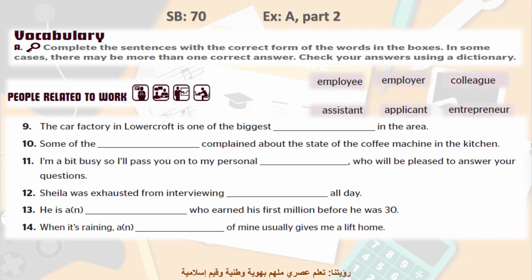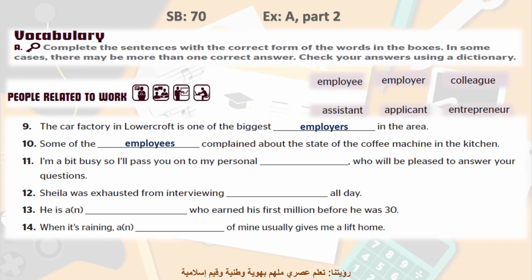Here are the answers. Number 9. The car factory in Lowcroft is one of the biggest employers in the area. Yes, employers. Number 10. Some of the employees complained about the state of the coffee machine in the kitchen. Yes, employees, the people who work in the company.